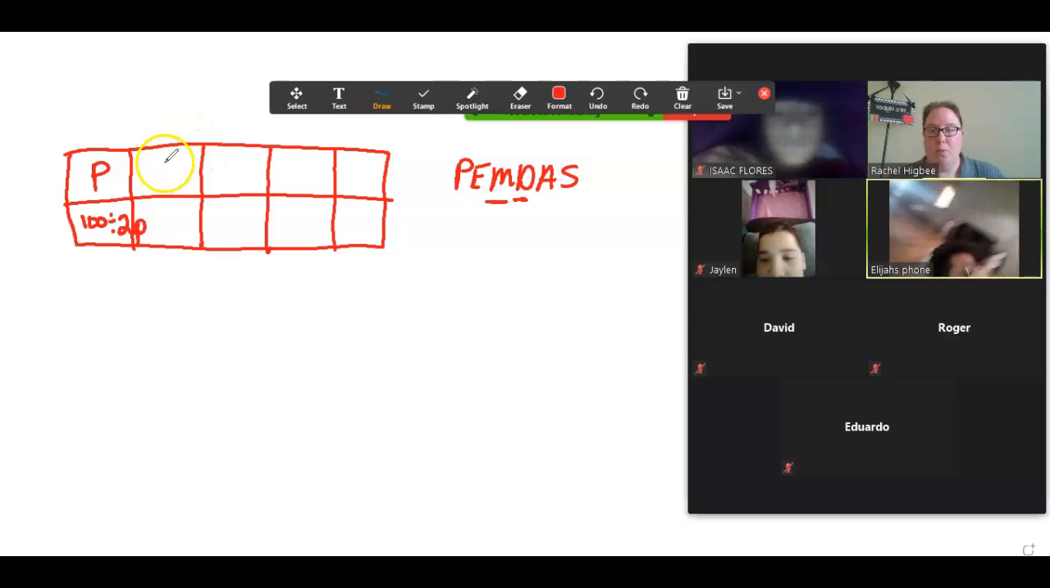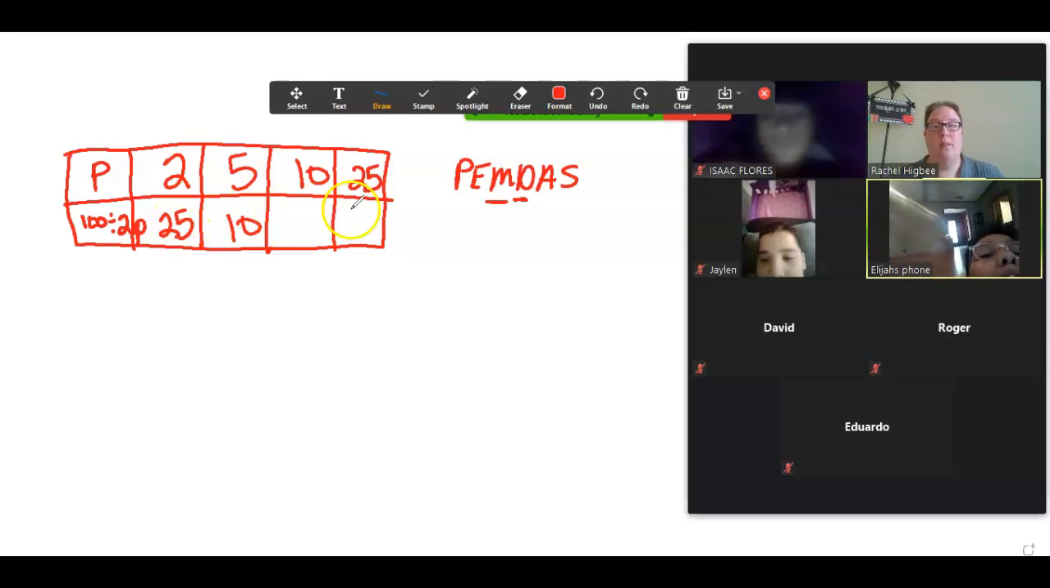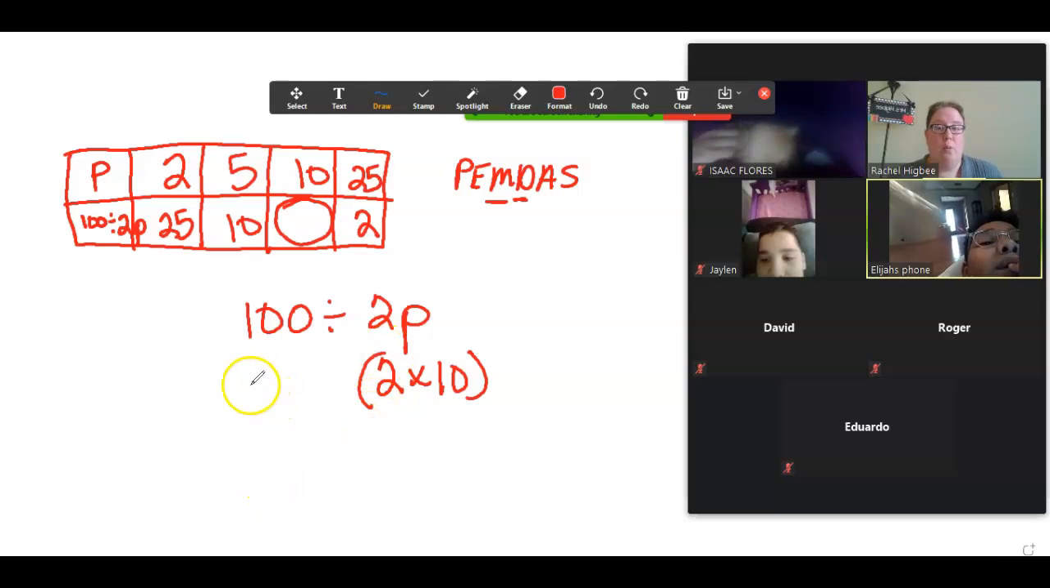Okay. So here's my P's. I have 2, 5, 10, and 25. And then this answer is 25, 10, and 2. Okay, so this is the missing piece. So I have to do 100 divided by 2p, where p is 10. So I have to do 2 times 10 first, and whatever that answer is, I divide 100 by that. Okay, so what is 2 times 10?